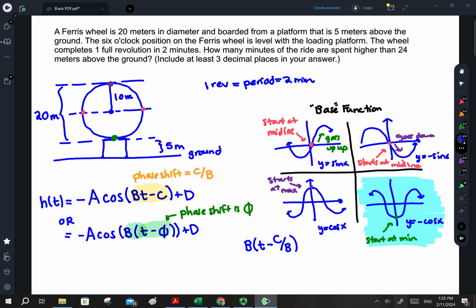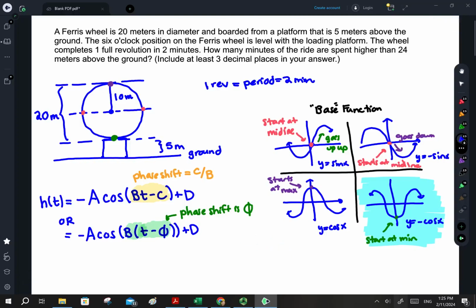But if it is factored, then we just pull the phase shift directly from whatever is being subtracted from t, because again, the coefficient b on t has already been factored out. It's a really subtle difference, but it's an important difference.